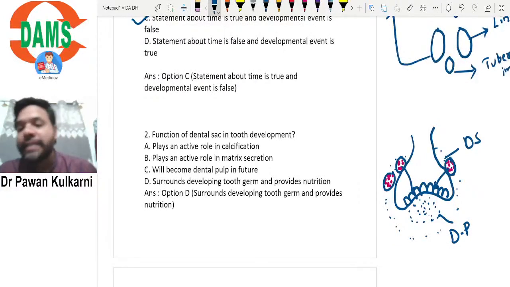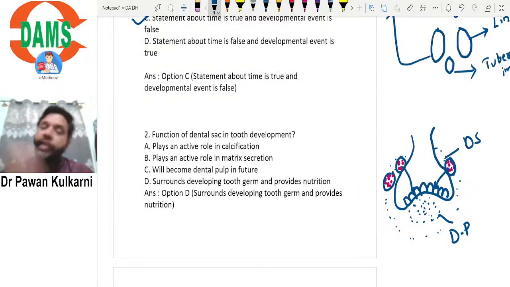The ameloblasts are the cells which require this oxygen and this nutrition. So this oxygen and nutrition to the ameloblasts comes from the dental sac. Okay, exactly, it does not always come from the dental sac. Primarily, initially, till the hard tissue is formed, it comes from the dental papilla.